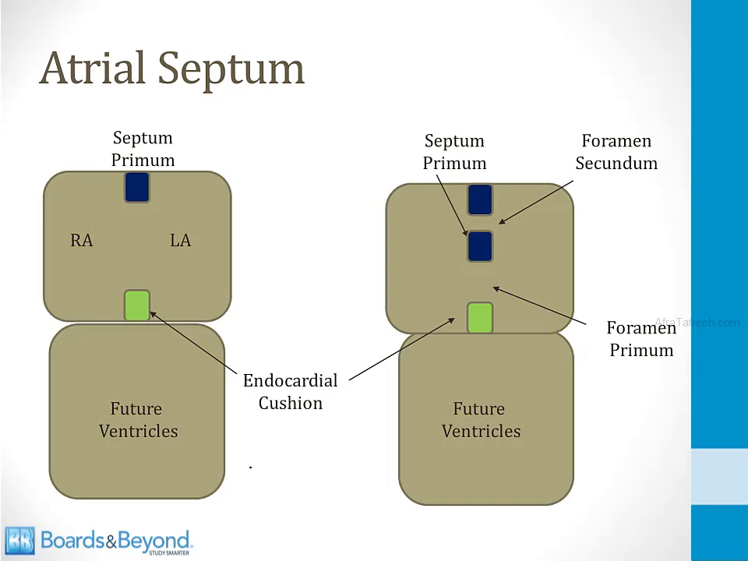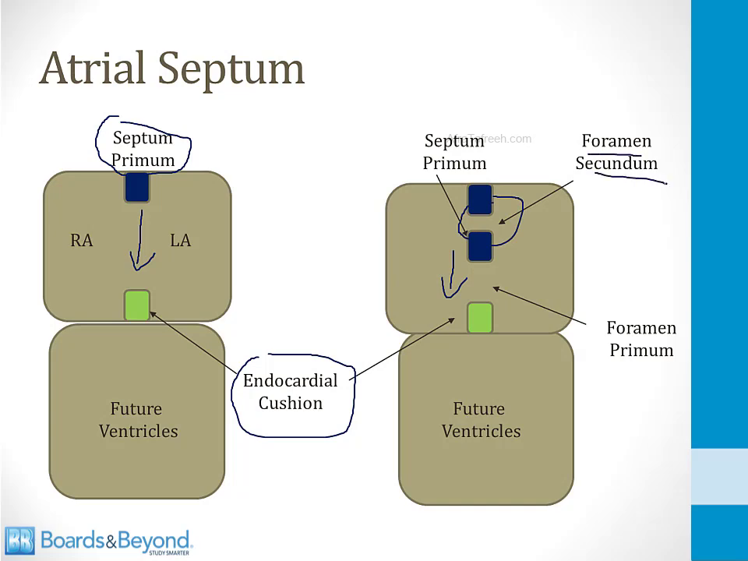This process begins with the endocardial cushions at the base of the atrial chambers and the septum primum, which is a structure that forms at the top of the atrial chambers. The septum primum will begin to grow downward toward the endocardial cushions. The tricky part about this process is that as it is growing downward, a hole opens up in the back of the septum. That's this hole right here. This is called the foramen secundum.